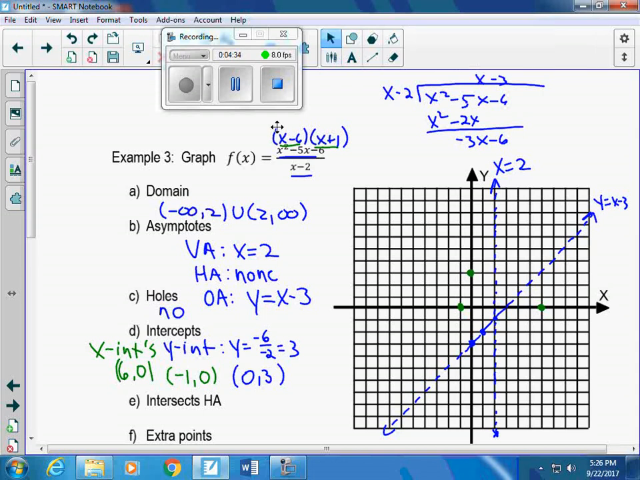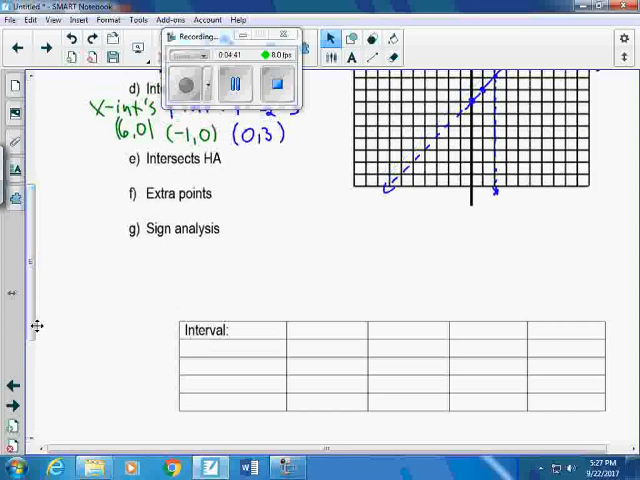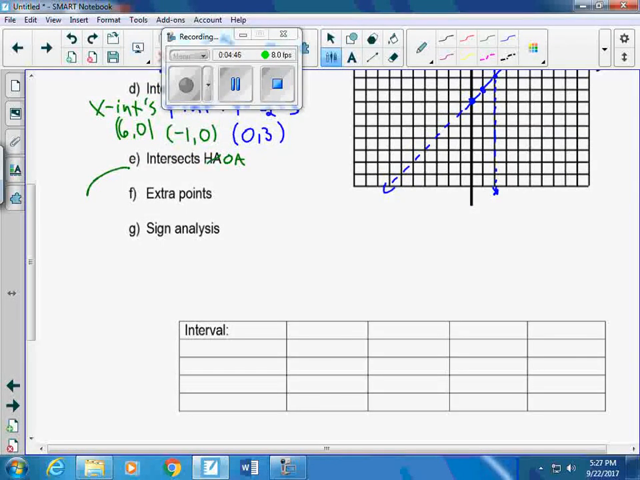But let's just check to see if we intersect the oblique asymptote. And yes, you do have to check that. I'm going to change this to OA from HA, and I'm going to do my work here. So I'm going to set the equation of my oblique asymptote, actually the expression x minus 3, equal to the expression of my function, x squared minus 5x minus 6 over x minus 2.